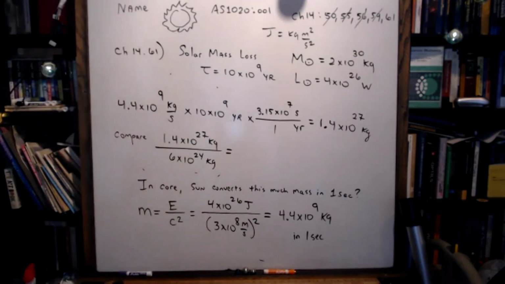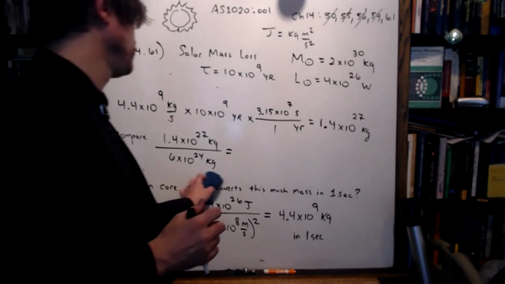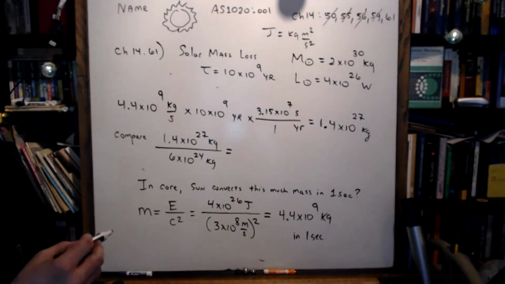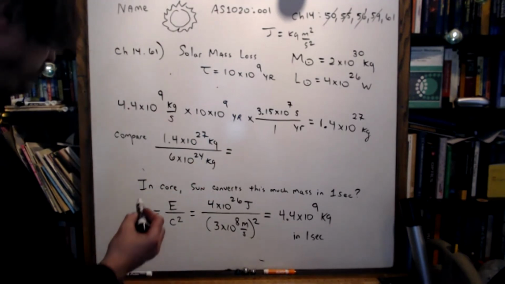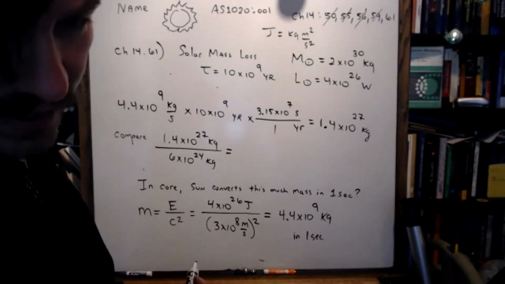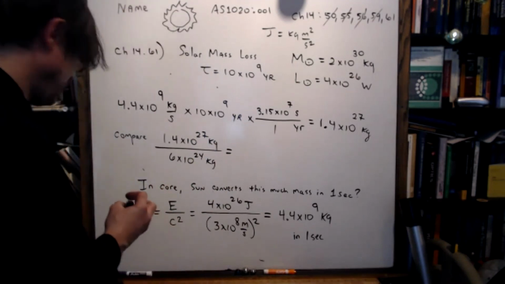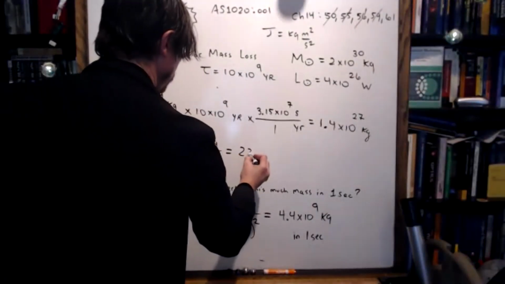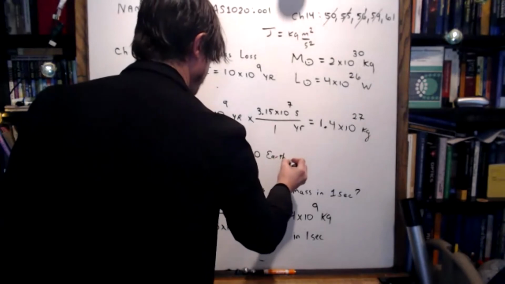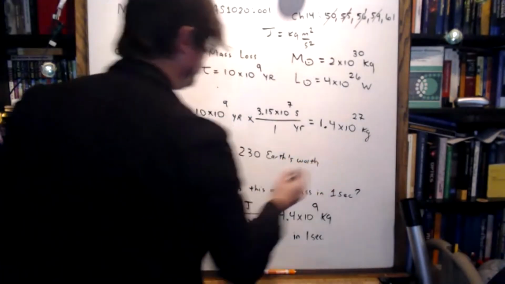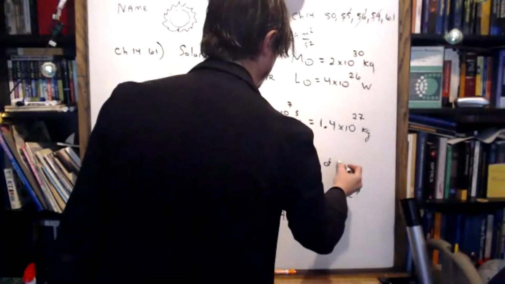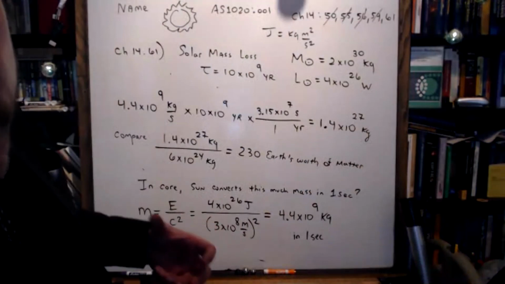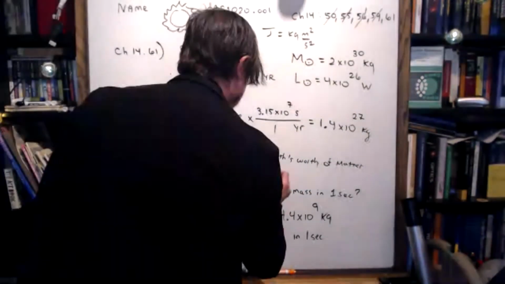How many times greater than Earth is that? Is it 3,000? I think it's a little less than that, right? I think it's in the hundreds. Okay. I got 233. 230 Earths worth of matter. I don't want to say destroyed because it's not really destroyed. It's converted into light.